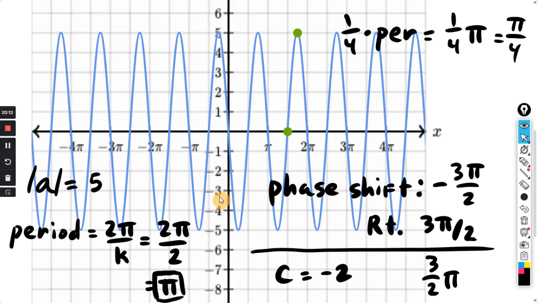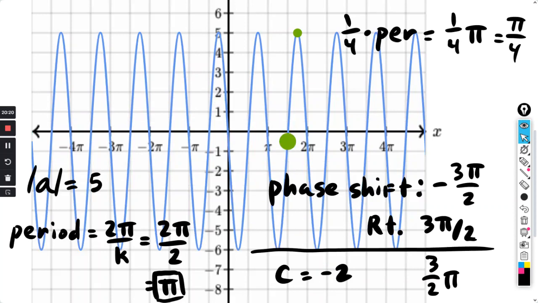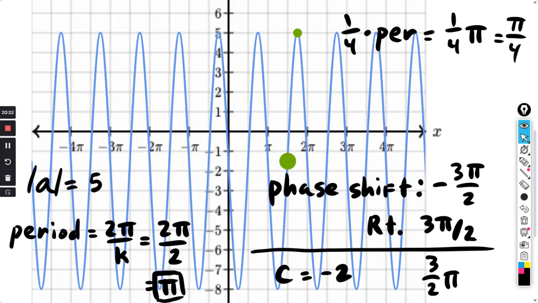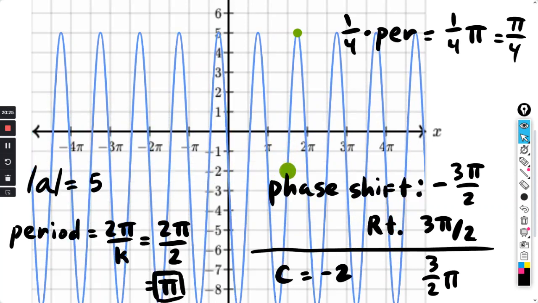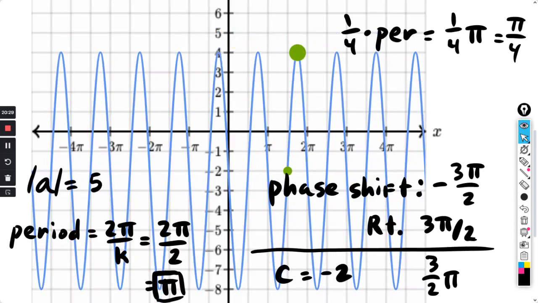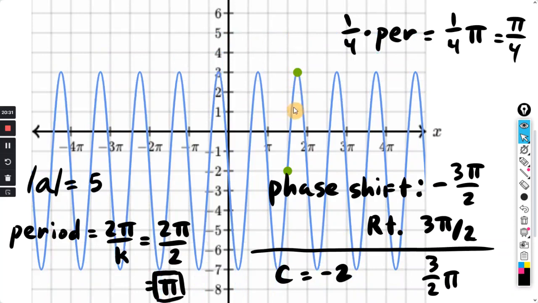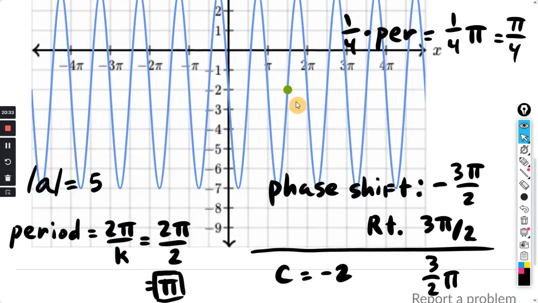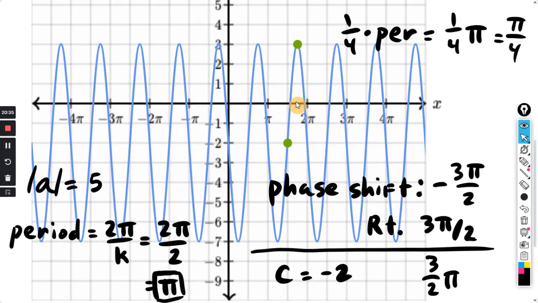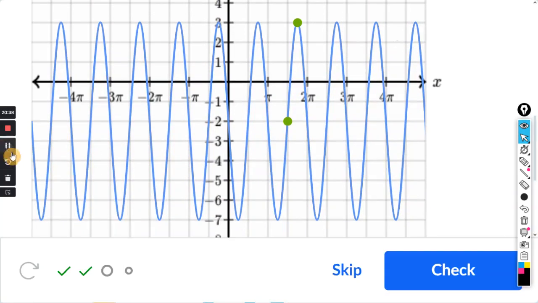Finally, the last step is the midline is at -2. So we have to bring each point down by 2. This is at 0. I'm going to go down 1, 2. And this point here, it's at 5. It's going to go down 1, 2. So that should be it right there. Hopefully that's correct. Fantastic.